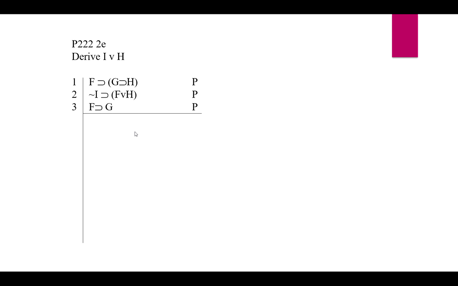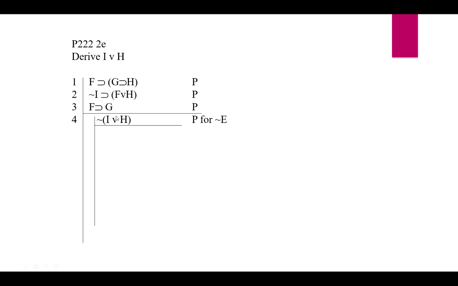So I'm going to take my second favorite strategy, which is when I don't see how to do something, I'm going to assume the opposite of what I'm trying to get. So I'm going to assume the negation of I or H, the negation of that in parentheses, as a premise for negation elimination. So now I've got to start working with this and try to find a contradiction. There's a couple of ways you can do this problem, but I'm just going to work it through.